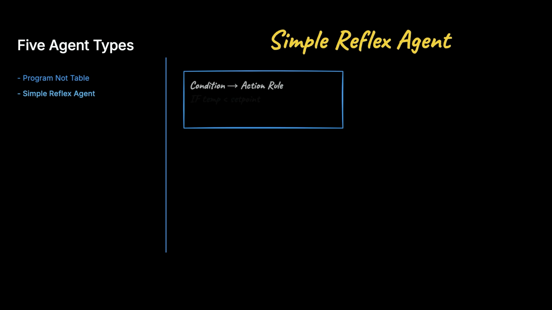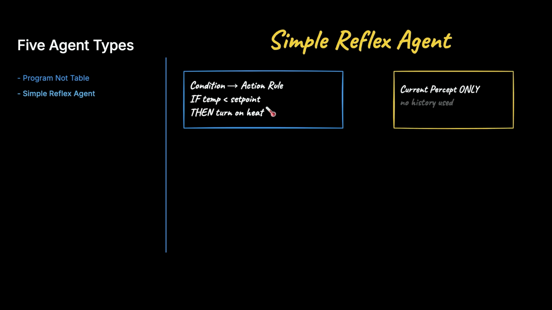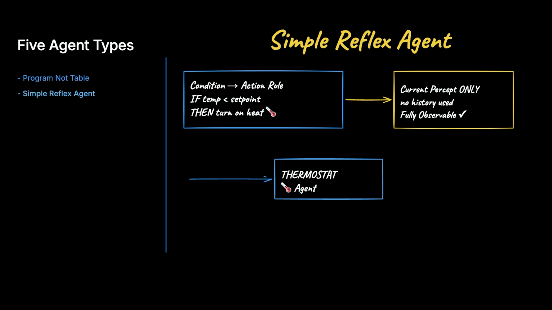The simplest type is the simple reflex agent. It ignores history and acts only on the current percept, using condition action rules of the form, if this condition, then that action. A thermostat is the classic example. If the temperature is below the set point, turn on the heat. It is rational when the world is fully observable.